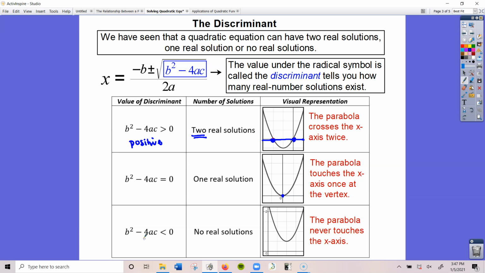Now, if b squared minus 4ac is less than 0, meaning negative, that means that there are no real solutions, and that would be because the parabola here does not touch the x-axis at all. And so while we have no real solutions, that means that we have 2 imaginary solutions.